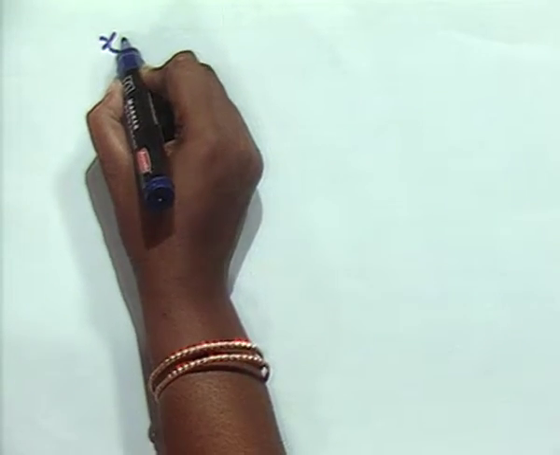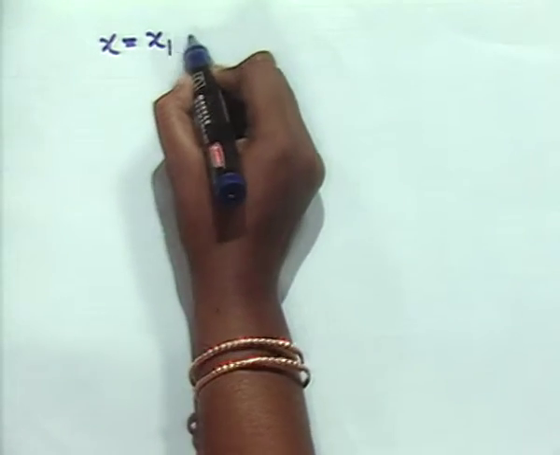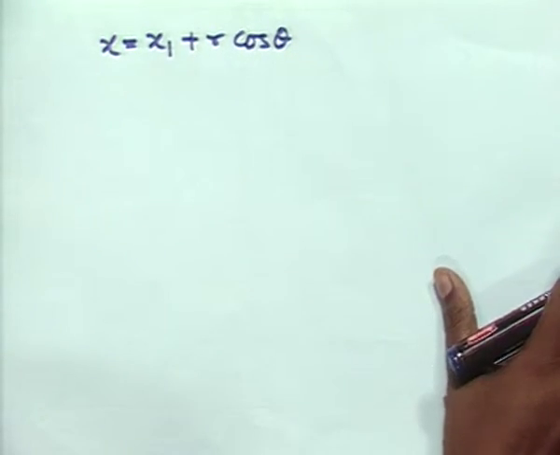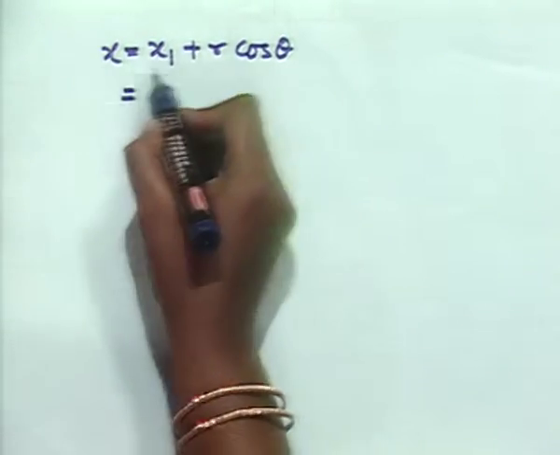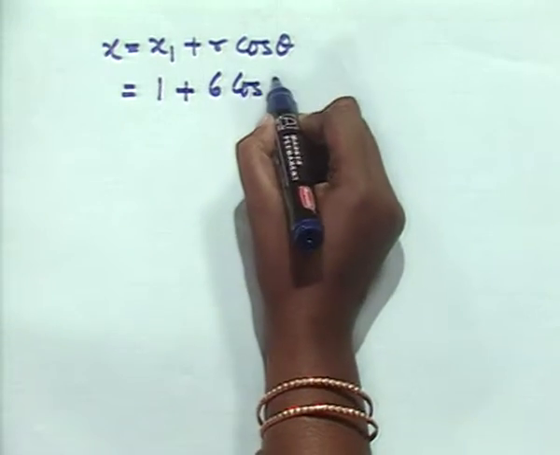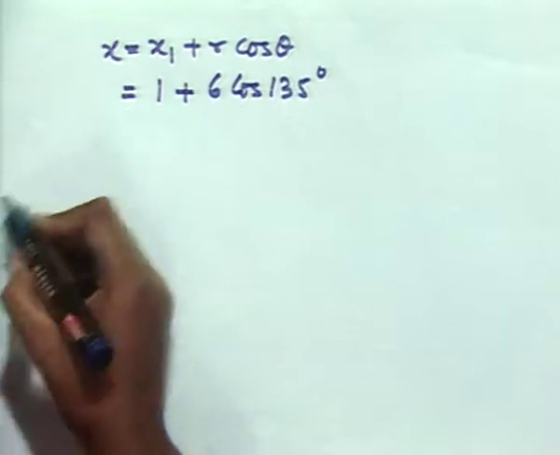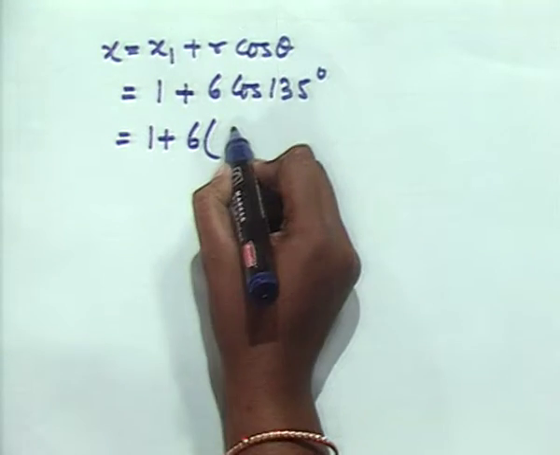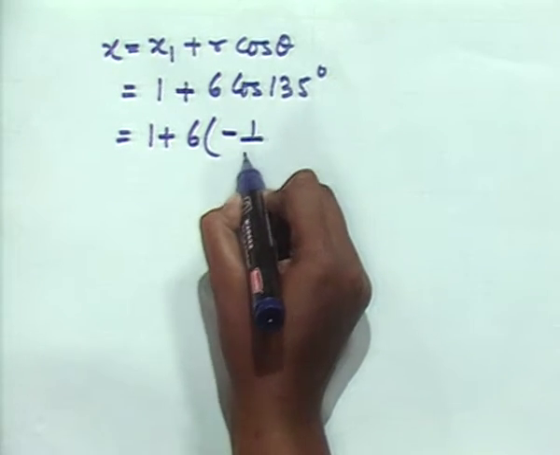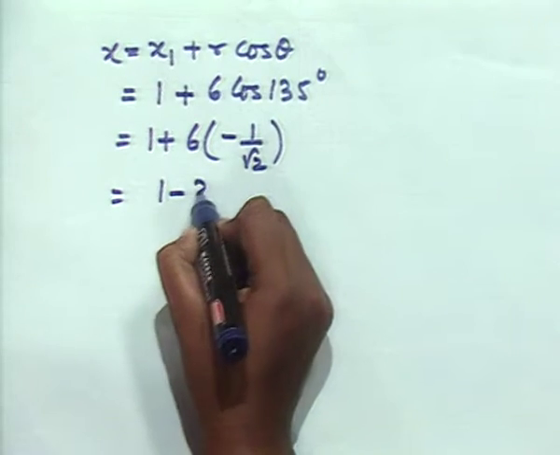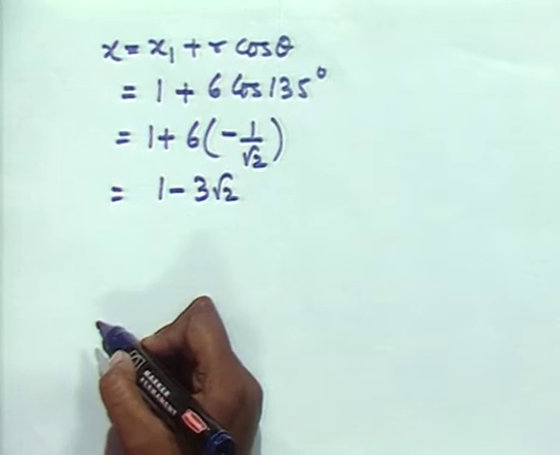Now we are given that the coordinates of a point are given by this formula, x is equal to x1 plus r cos theta. So x1 is given as 1, plus r is 6, cos theta is cos 135 degrees. So we have 1 plus 6 cos 135 degrees, which is minus 1 upon under root 2. So x is equal to 1 minus 3 under root 2.